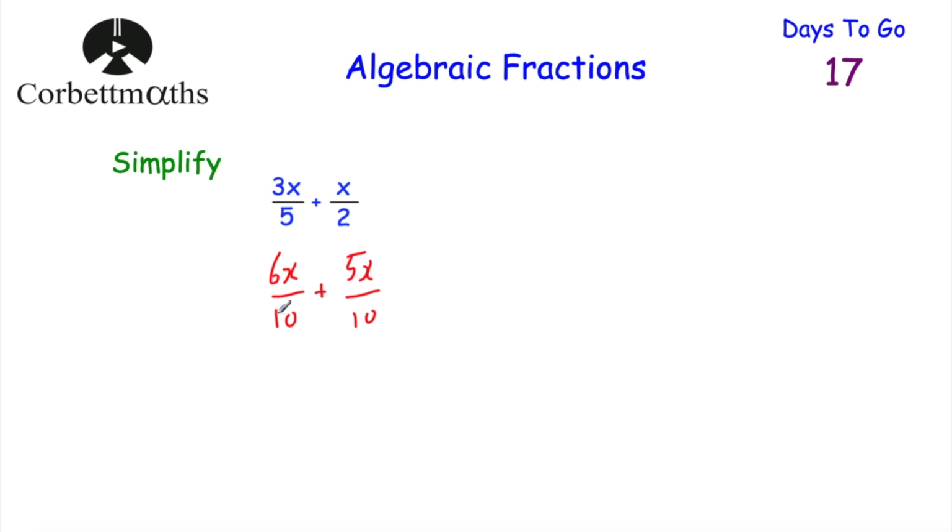So we've got 6x over 10 plus 5x over 10. Well, because the denominators are the same, we can just add the numerators. 6x plus 5x is 11x. So we can have 11x over 10. And that's it. And if you got 11x over 10, well done. Okay, let's look at our next one.